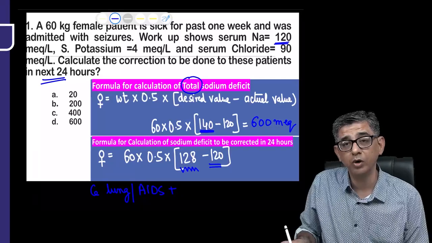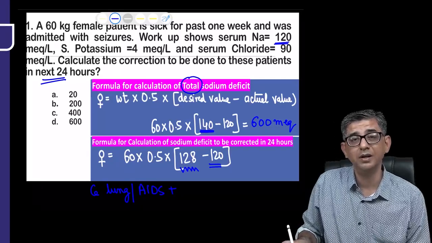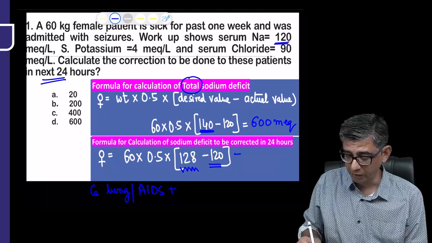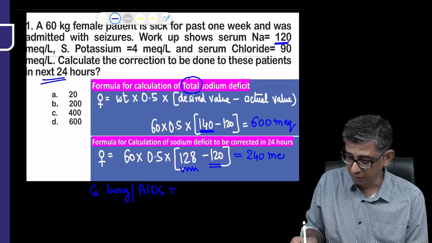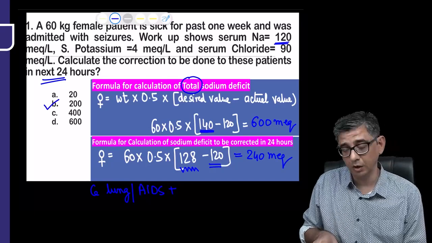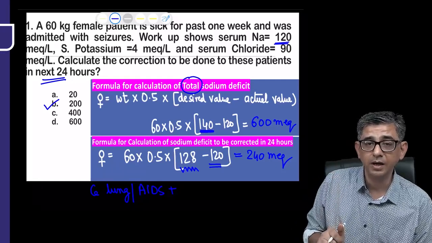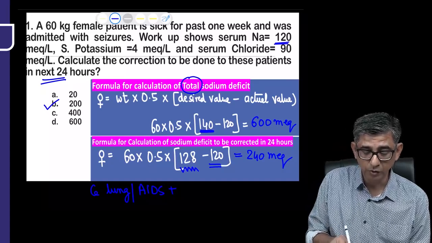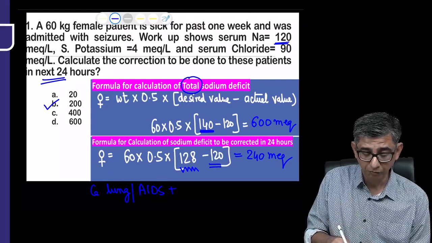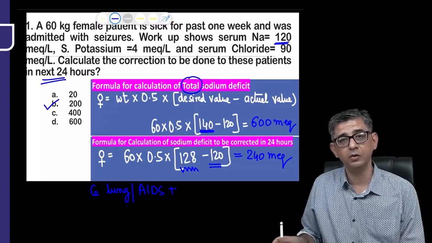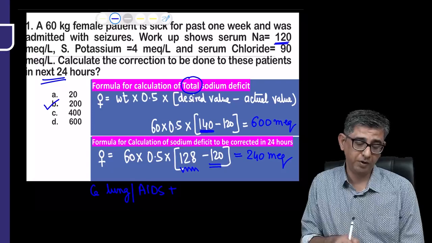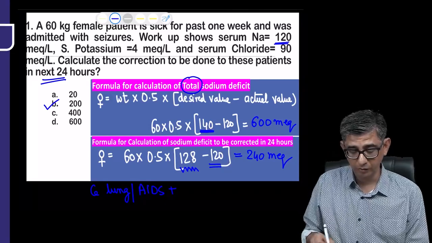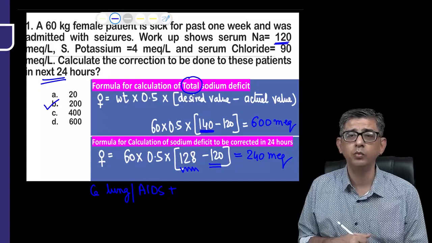The actual question in the exam was to calculate the correction to be done in these patients in the next 24 hours. So all you need to do is 60 into 0.5, that would be 30, and then multiply this by 8. This will work out to 240 milliequivalents, which is the answer for the way the question is framed. For this particular question in the slide, the answer would be 240 milliequivalents. In case you miss that data, if you forget to read the 24-hour part, you might keep the desired value as 140, and therefore the answer will change to option D, which did happen with a couple of people.